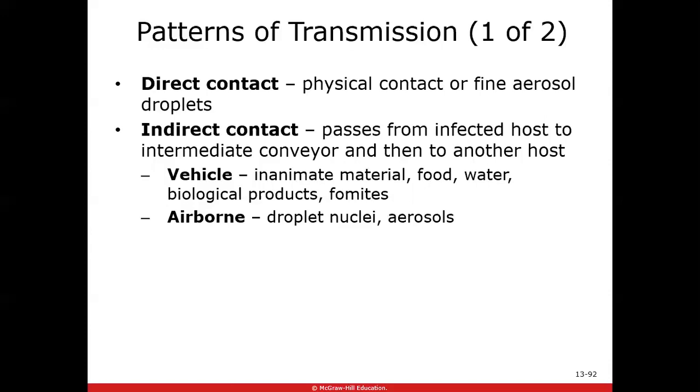Fomites would be a handle on a door. A fomite would be your steering wheel, or the keys on a keyboard. Someone uses the key on the keyboard, puts some virus on it, and then you come to the keyboard and type, and then you touch your face without washing your hands first. That vehicle was the keyboard, and that's called a fomite. Then you can also get it droplet airborne, droplet nuclei, aerosol.